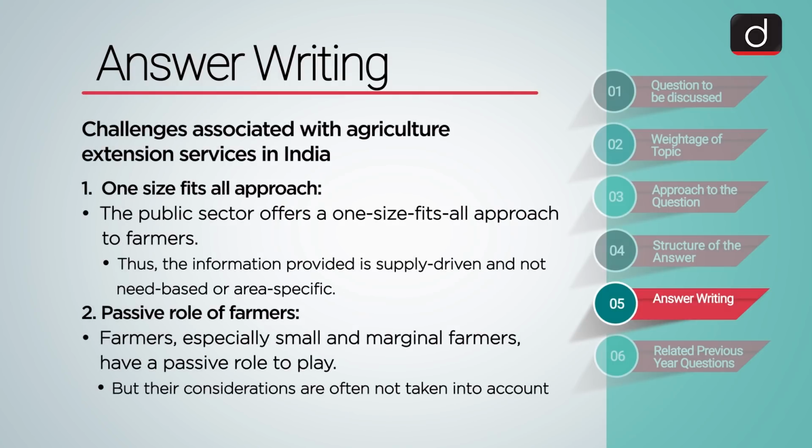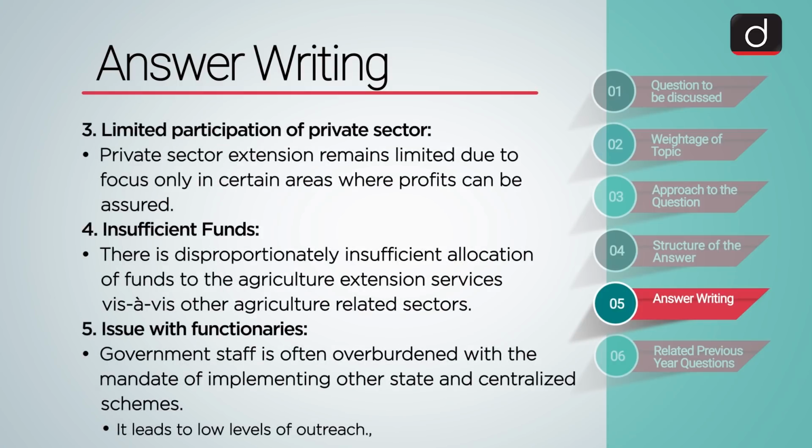Challenges associated with agriculture extension services in India. One-size-fits-all approach. The public sector offers a one-size-fits-all approach to farmers. Thus, the information provided is supply-driven and not need-based or area-specific. Passive role of farmers. Farmers, especially small and marginal farmers, have a passive role to play, but their considerations are often not taken into account. Limited participation of private sector. Private sector extension remains limited due to focus only in certain areas where profits can be assured.